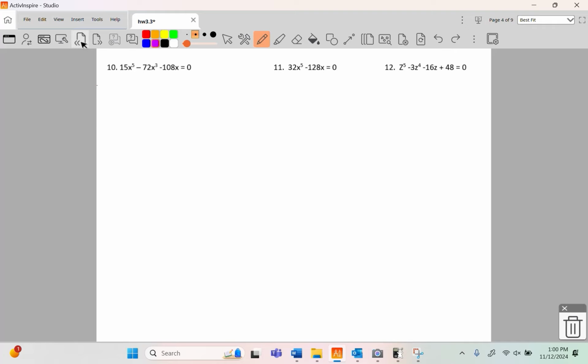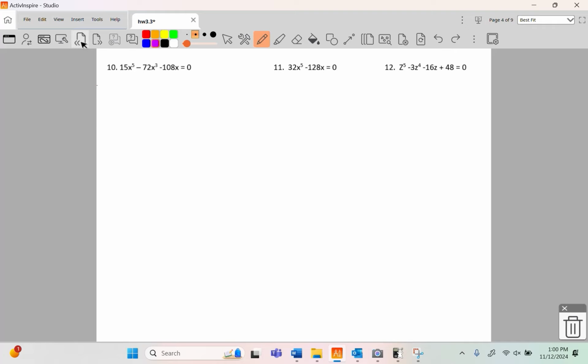What do all 3 pieces of number 10 have in common? What's something that all 3 pieces possess? Is 15 divisible by 3? Yes. Is 72 divisible by 3? See, you've got a calculator. Is 108 divisible by 3?